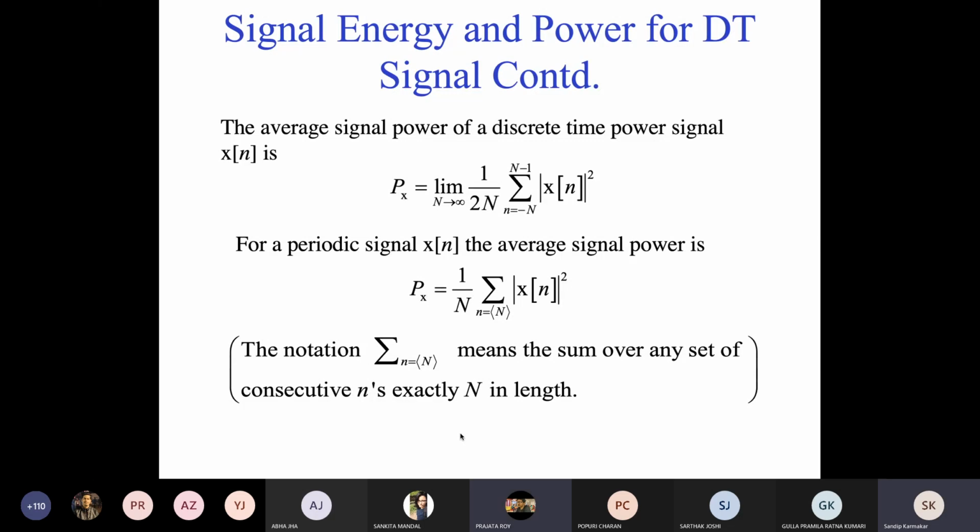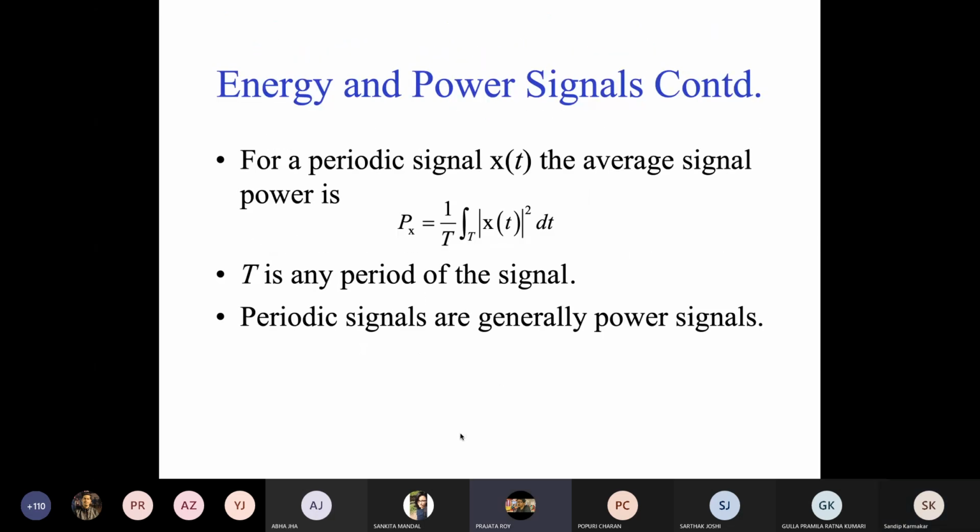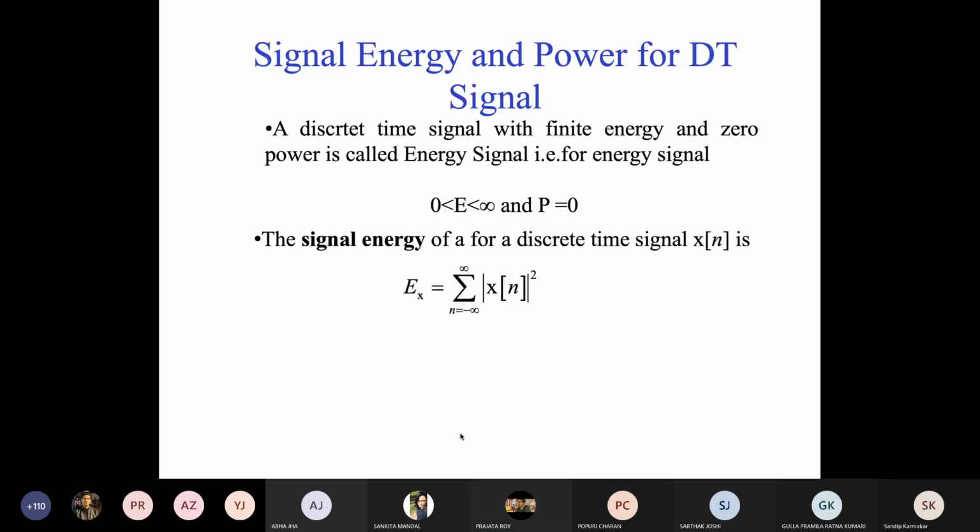Sir, could you go to the previous slide once? I did not understand the previous slide, sir. Which one? The slide after this one, sir. Yes, this one. Is this for discrete only? Discrete only, yes. Okay, sir.